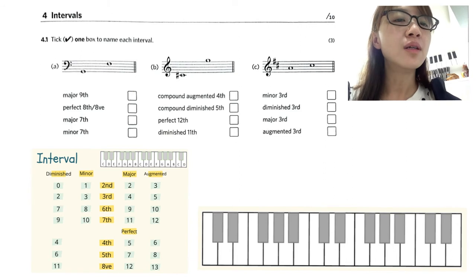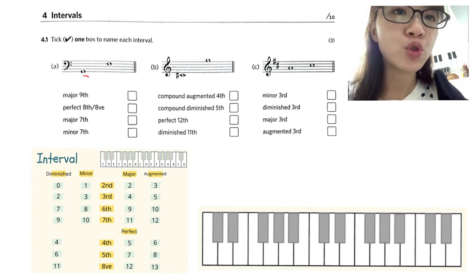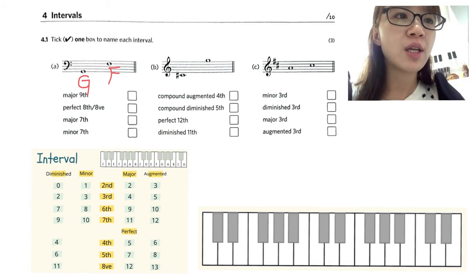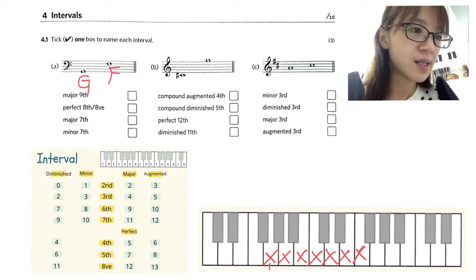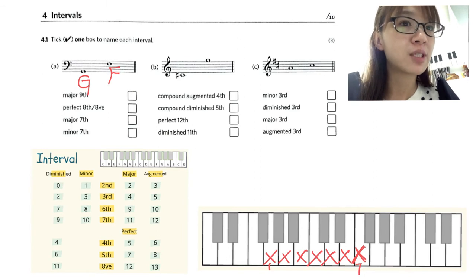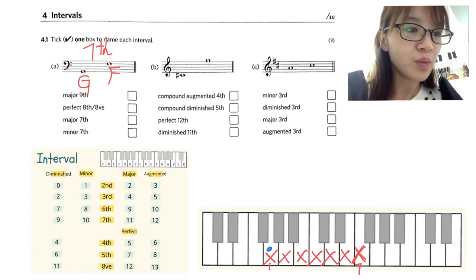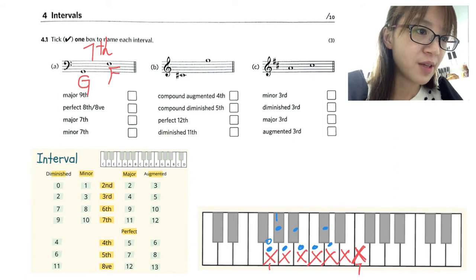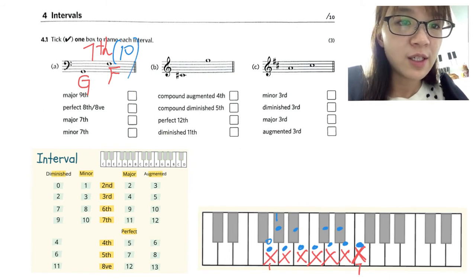For the interval question, the very first step, let's write down the letter names. The first note in the bass clef is G. And this is F. So check it out from this G to F. So the position G to F. Count 1, 2, 3, 4, 5, 6, 7. So you have a 7 interval. The distance is of 7. Second step, we check the semitones. This is 0, 1. So 0, 1, 2, 3, 4, 5, 6, 7, 8, 9, 10. It's 10. So a 7 interval and 10 semitones is minor. The answer is minor.